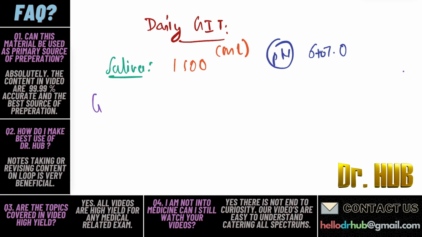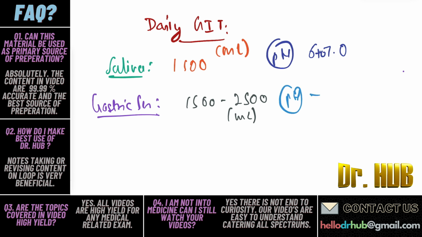Next is the gastric secretion. The gastric secretion in the normal volume is going to be around 1.5 liters to 2.5 liters, and the unit we are discussing here is ml. So the pH here is going to be 1 to 3.5. Gastric secretion is supposed to be most acidic. It is very acidic, so it is 1 to 3.5.